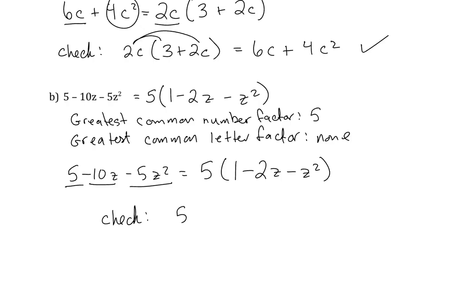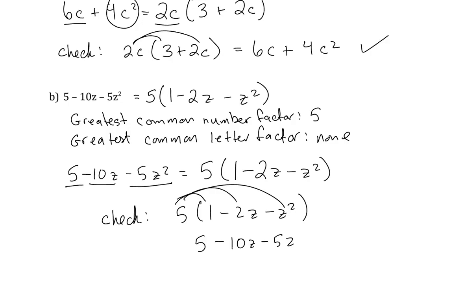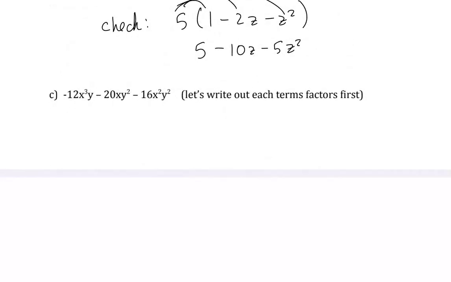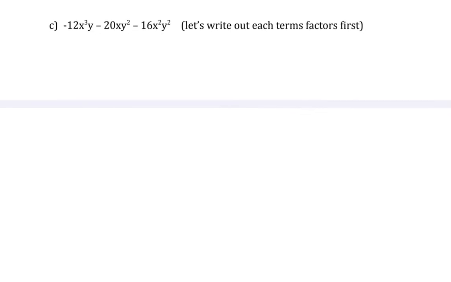And again, we can check. We're going to use our answer here, 1 minus 2z minus z squared. We're going to use that distributive law, but to 3 this time. So 5 times 1 is 5. 5 times negative 2 is negative 10z. 5 times negative z squared is going to be negative 5z squared. Perfect.